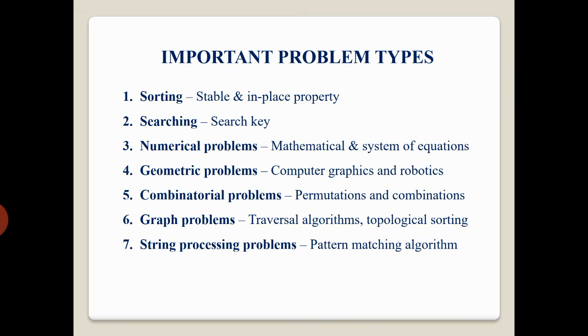The fourth type is the geometric problems. Various operations can be performed on geometric objects such as points, lines and polygons. These problems are used in computer graphics and robotics. The fifth important type is the combinatorial problems. It is used in the permutations and combinations which are very difficult in computing. The sixth type is the graph problems. These are used in transportation, communication, social and economic networks, project scheduling and games.